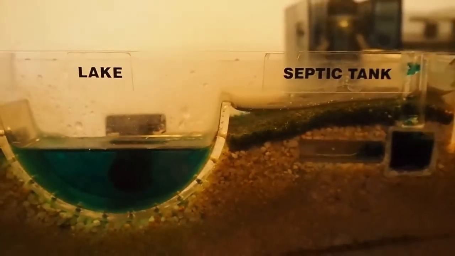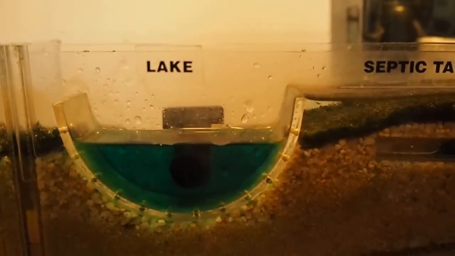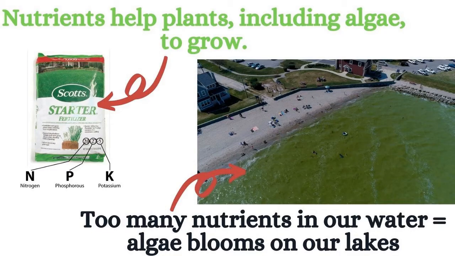So when this happens, we talked about nutrients getting into our lakes and rivers and how that can cause algae blooms. And this is another way that those extra nutrients get into our lakes and rivers, is by over-fertilizing our lawns, especially if we live right next to a lake or a river.